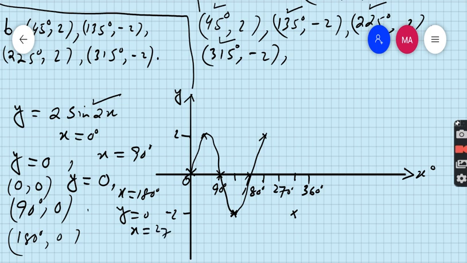If I take x is equal to 270 degree, then the value of y is sine 270. So for x is equal to 270, if you put in this equation, you will get 540, and at this point the value of y is 0. So this is another point. And if you take x is equal to 360 degree and put in this equation, you will get y is equal to 0.